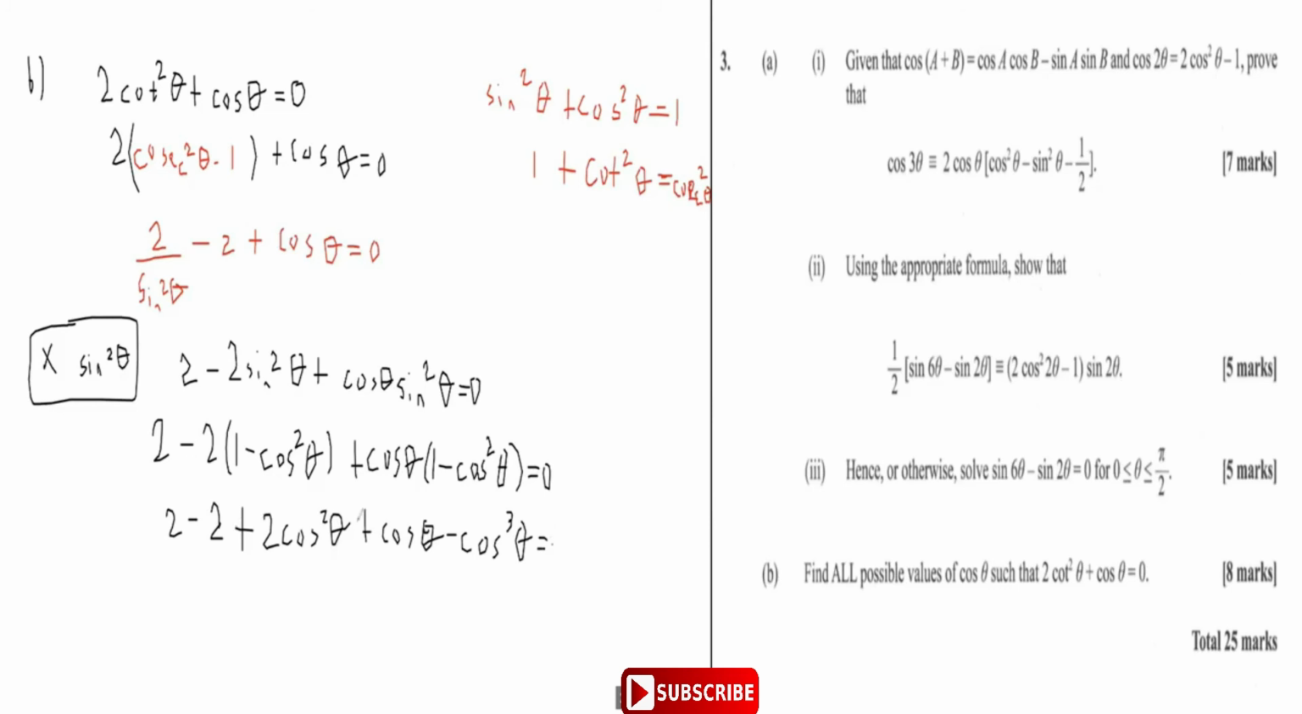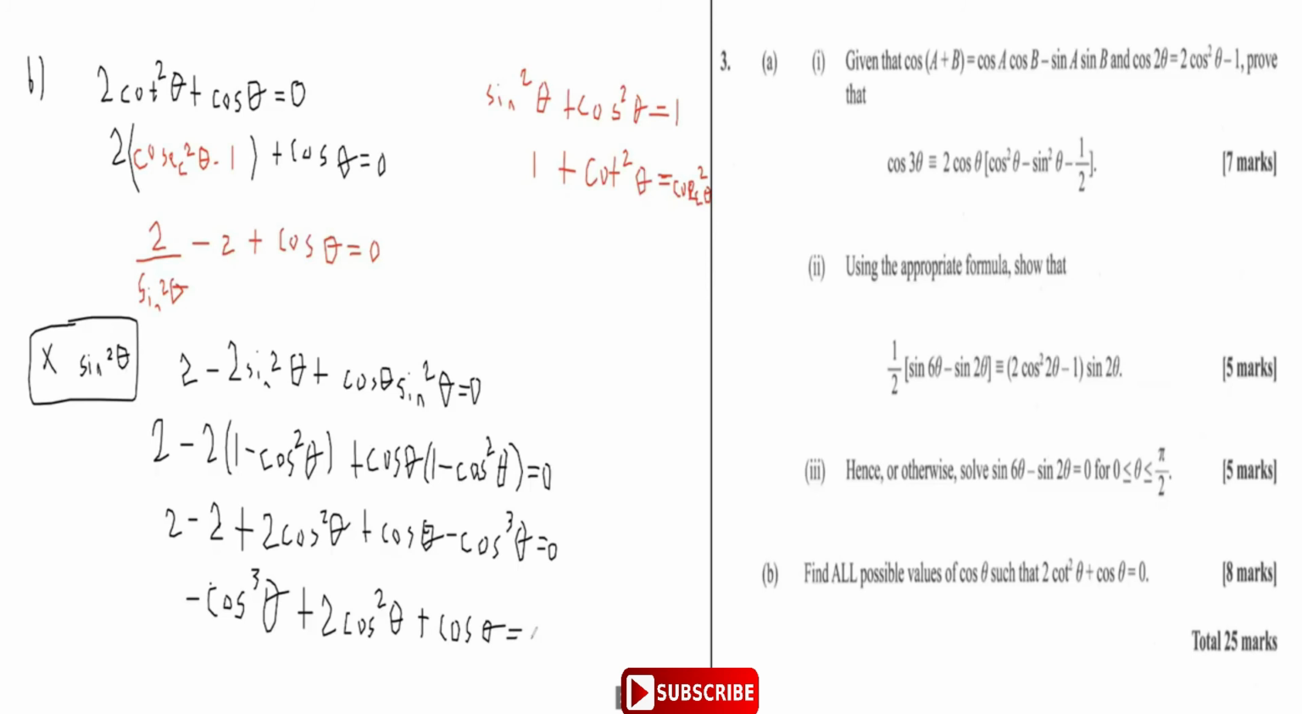Now I realize that I end up with a cubic equation. 2 minus 2 cancel, so I end up with minus cos cube theta plus 2 cos squared theta plus cos theta, and that is equal to 0. So this is the equation I end up wanting to solve.